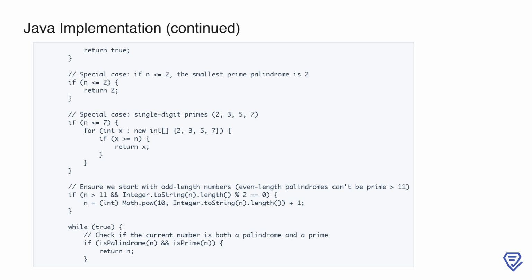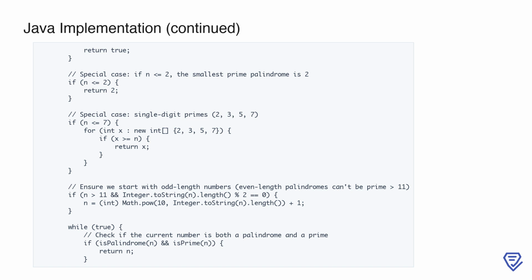Additionally, for numbers larger than 11, we account for the fact that even-length palindromes greater than 11 cannot be prime. To handle this, we adjust n to the next odd-length number by calculating the smallest power of 10 that exceeds the current number and adding 1. This ensures our search begins with valid candidates.